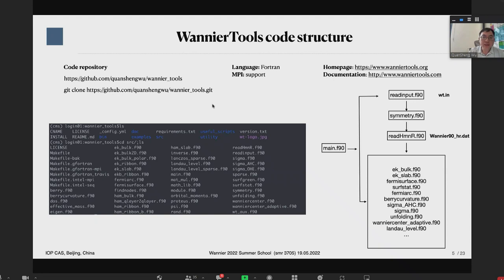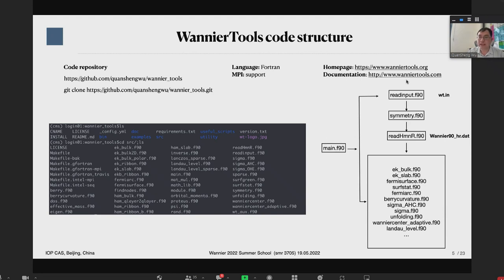Okay, the code structure is like this. WannierTools is written in Fortran, and it's shared on GitHub. There's an underscore here because this name is a very old name, and now it's very hard to change it or remove it. It's also MPI supported. And the structure is like this.